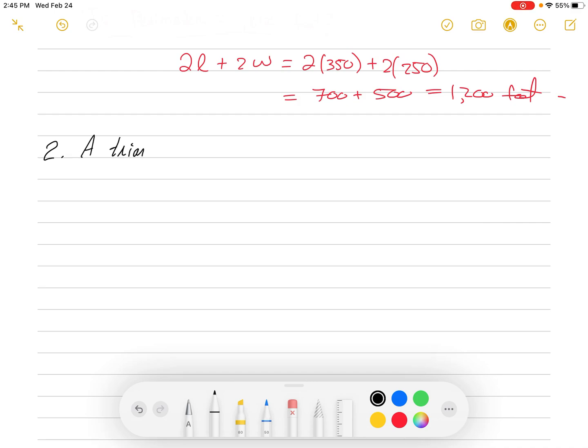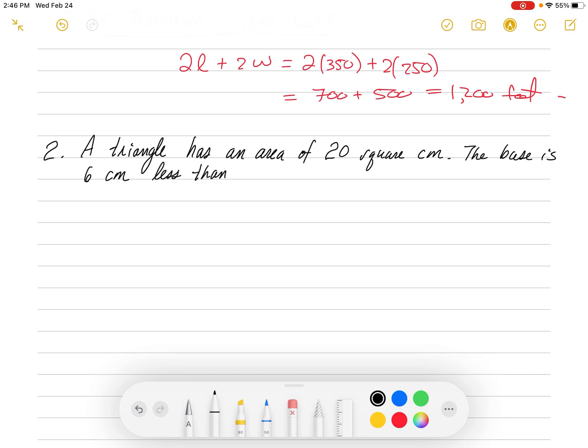A triangle has an area of 20 square centimeters. The base is 6 centimeters less than the height. Determine the base and height of the triangle.